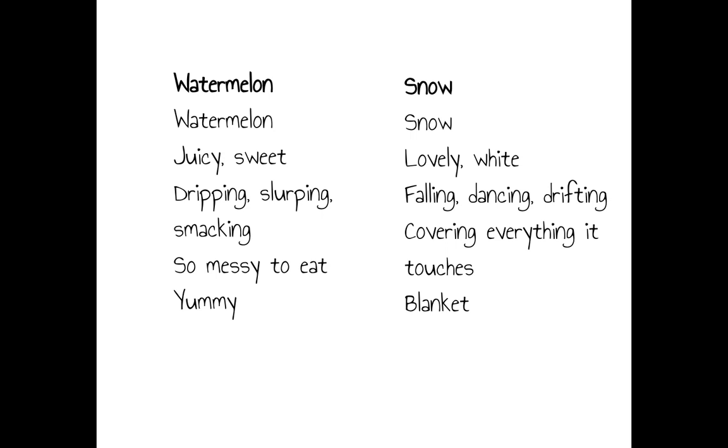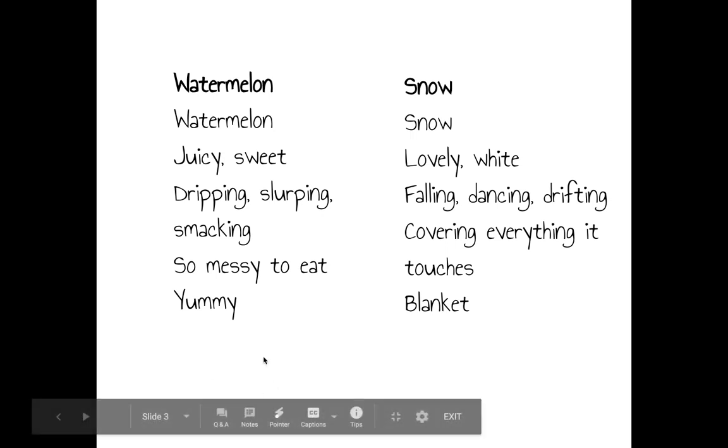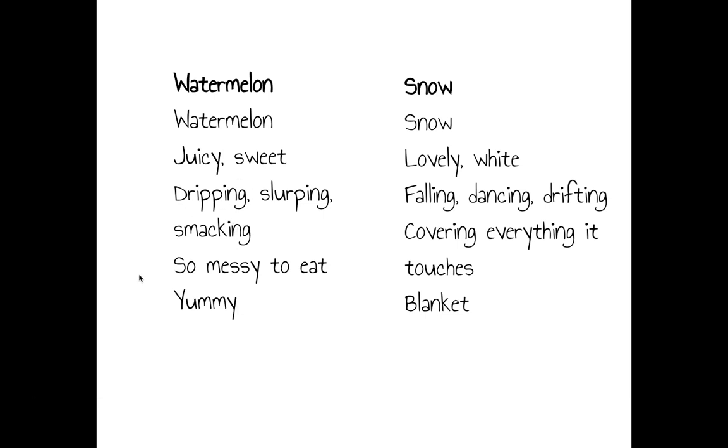So watermelon. Watermelon, juicy, sweet, dripping, slurping, smacking, so messy to eat, yummy. Okay, so that's our cinquain about watermelon. So we have the noun, watermelon; juicy, sweet describes the noun; and then dripping, slurping, smacking. These 3 should be in a line. I have a little, with my text box, it wasn't big enough. And then we have so messy to eat, which is a phrase, and then yummy.